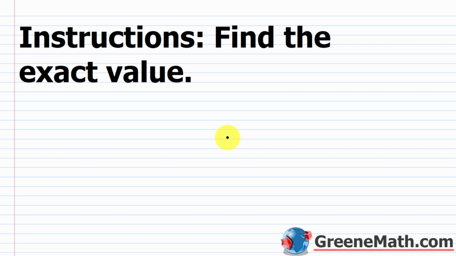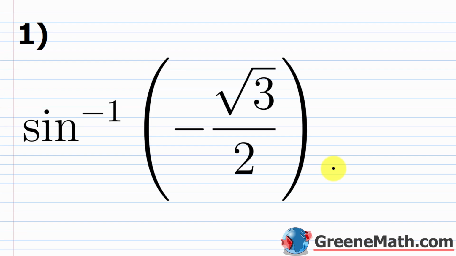All right, let's take a look at the practice test. For the instructions, we're asked to find the exact value. All right, let's take a look at the first problem. So here we have the inverse sine of negative square root of 3 over 2.